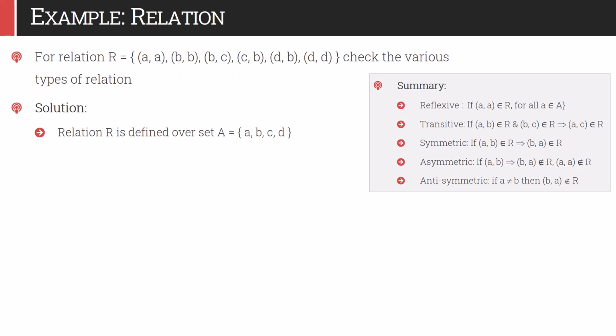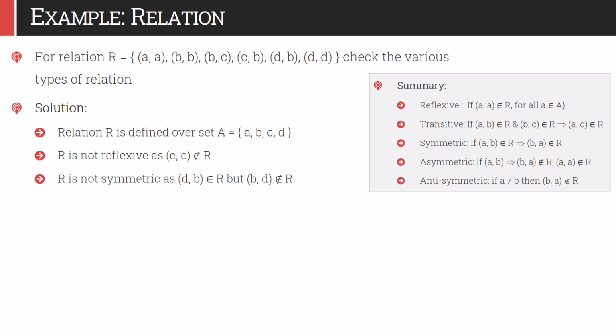Consider the relation R and check the various types of relation that R is holding. Let us first derive the set on which relation R is defined. From R it is clear that it is defined over set A equal to {a, b, c, d}. One by one we will evaluate all the properties. For reflexivity, (a,a) should be in R. That means all the elements of set A must be related with themselves. So (a,a) is present, (b,b) is present, but (c,c) is not in R, and hence R is not reflexive.